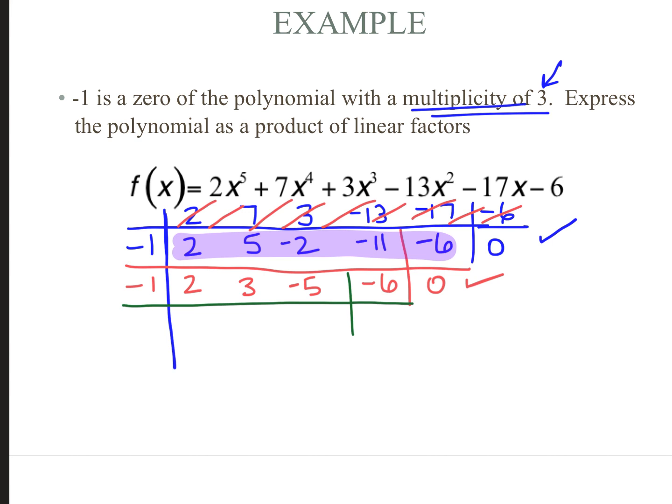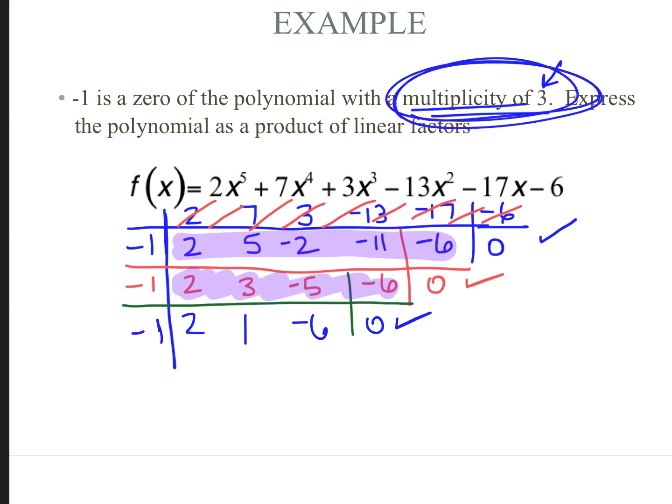This time I'm sending it through these numbers, the depressed polynomial. I'm trying to depress it again. Oh, sorry about that. This should be negative 1. So I bring down the number, I multiply and add, multiply and add, multiply and add. Again, all I've done right now is prove that it has a multiplicity of 3.